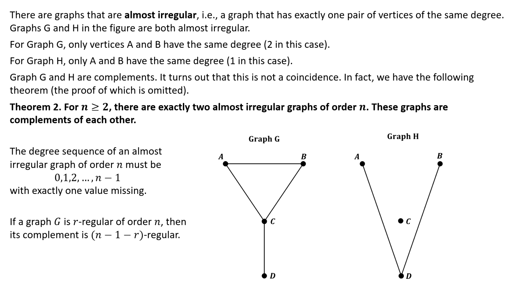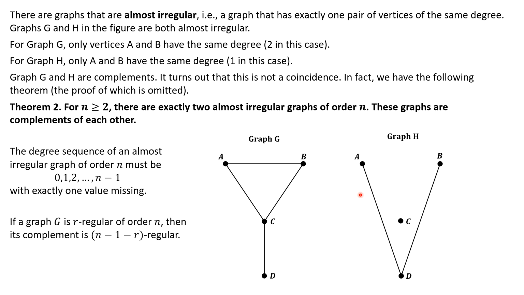We've seen that there aren't any graphs that are irregular, but there are graphs that are what's called almost irregular. And the definition there is a graph that has exactly one pair of vertices of the same degree. And we have 2 examples here, graph G and graph H. In graph G, A and B have degree 2, and the other vertices are of degree 3 and 1. And in graph H, A and B are of degree 1, and the other vertices are of degree 0 and 2.